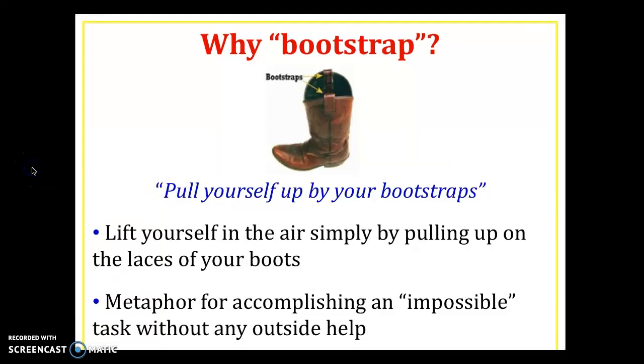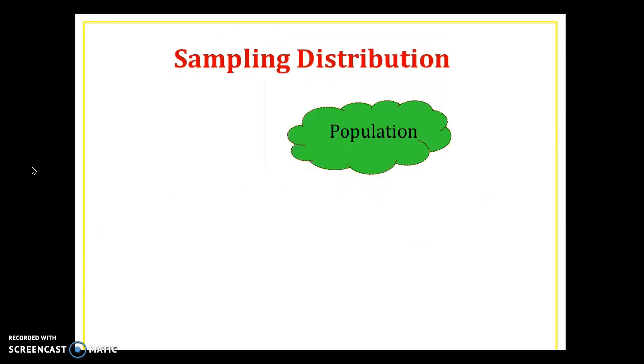Hello, we are continuing our video lecture series on section 3.3 in the Lock 5 textbook. Okay, so we're looking at sampling distributions and bootstrapping.